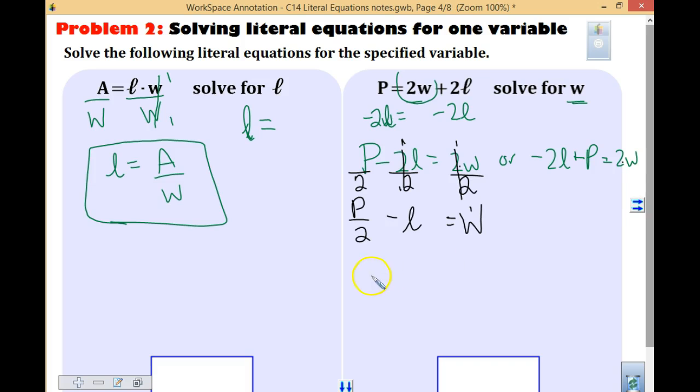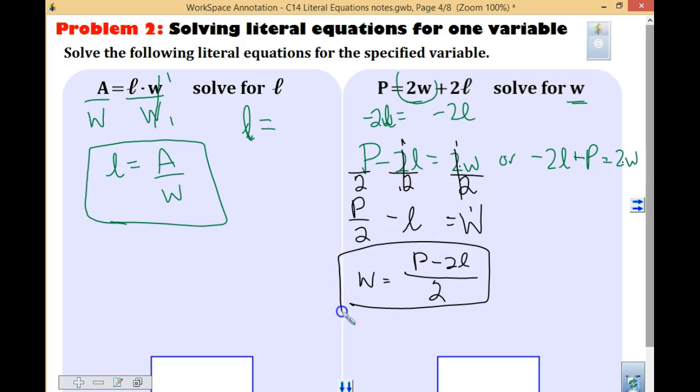The question comes up is, could I leave my answer this way? Could I have had P minus 2L divided by 2? Is this the same answer as this one? And they actually are. This is the one I would probably prefer you to write your answer as, but you might see in the back when you're checking 14 today that they have it both ways, okay? Would I have done anything different over here? No, I would have divided by 2 and I still get these same solutions, okay.